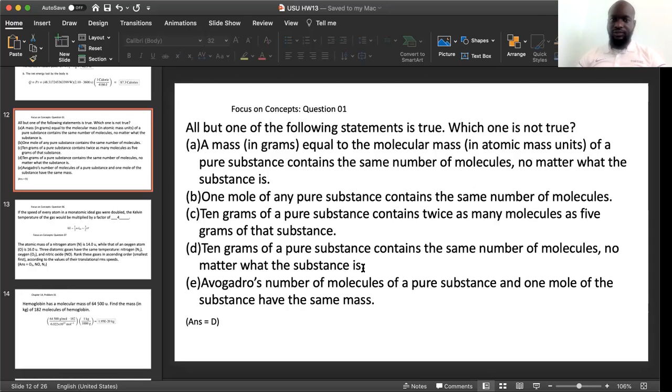10 grams of a pure substance contains the same number of molecules no matter what the substance is. No, not 10 grams, okay? It's only 1 mole that has the same Avogadro's number of molecules of a pure substance, and 1 mole of the substance have the same mass. No, so the one that's not correct is D. All the others are correct. Is that okay?